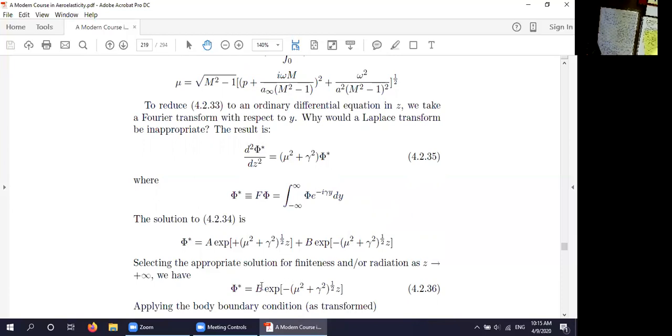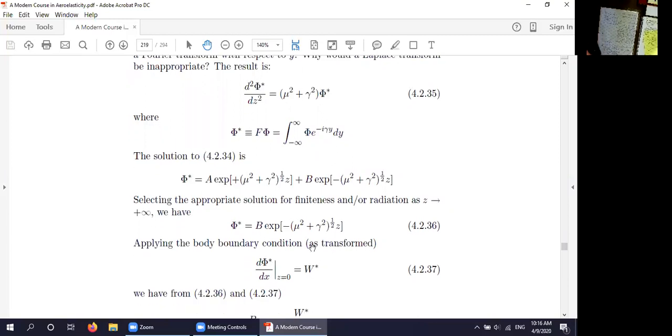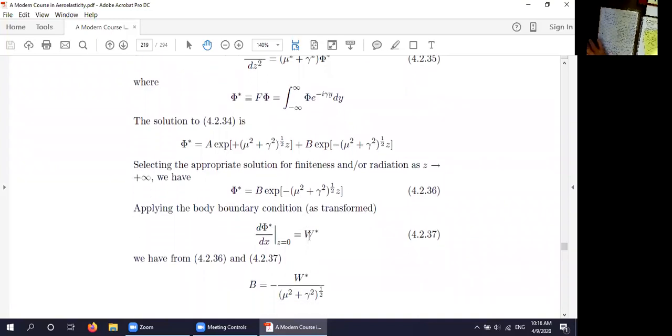And then we're going to determine B by satisfying the boundary condition on the airfoil. And when we do all those wonderful transforms of the boundary condition, I found a typo for you. Hope you found this too. This should be d phi star dz, not d phi star dx, evaluated at z equals 0, and that's equal to the double transform of the downwash. And using that boundary condition and this solution, we obtain the expression for B.